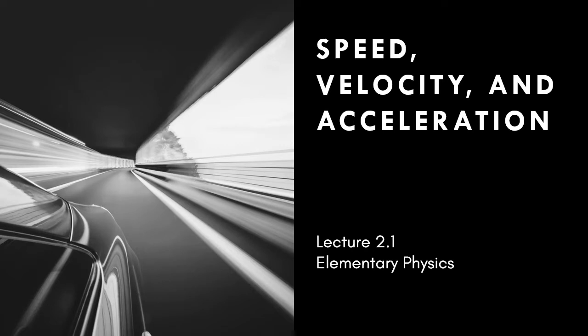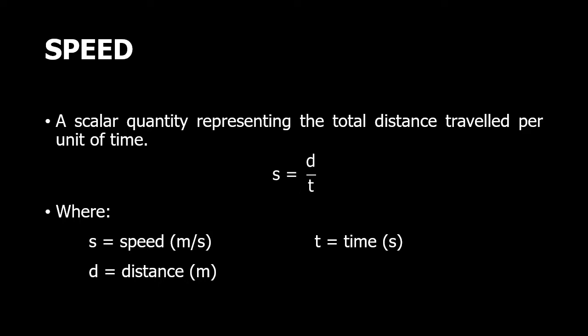In lecture 2.1, we will talk about speed, velocity, and acceleration, which I bet you are familiar with. Speed, as stated, is a scalar quantity representing the total distance traveled per time. I want to emphasize here the scalar quantity. We have two quantities, scalar and vector. Scalar quantity means it has magnitude but no direction. Vector quantity has a magnitude and direction. You should be mindful of these quantities.